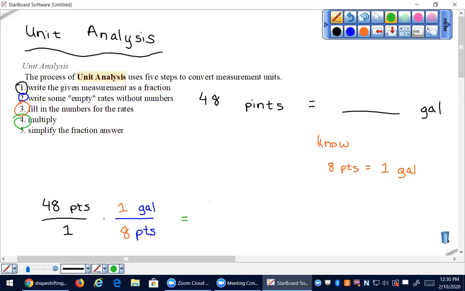Okay, then we multiply. 48 times 1 is 48. The pints are going to cancel out. I have gallons left over. 1 times 8 is 8. There's no words on the bottom anymore. And my last step. How do you simplify a fraction? You do top divided by bottom. So 48 divided by 8 would be 6 gallons is my last thing.